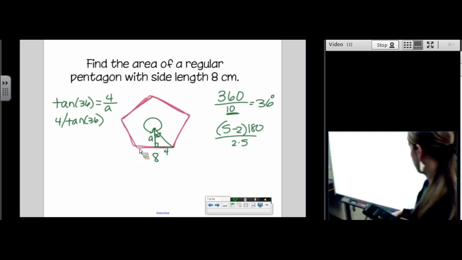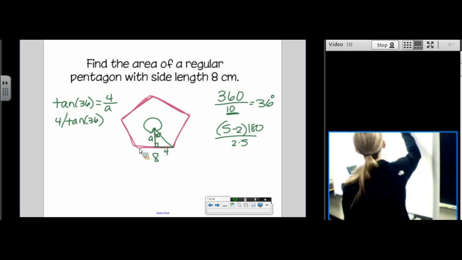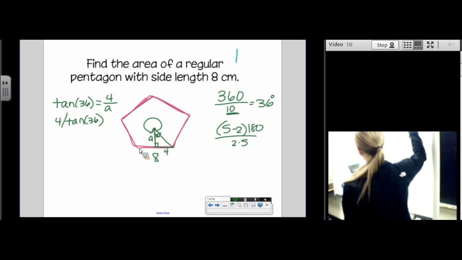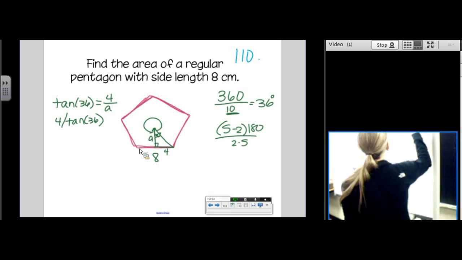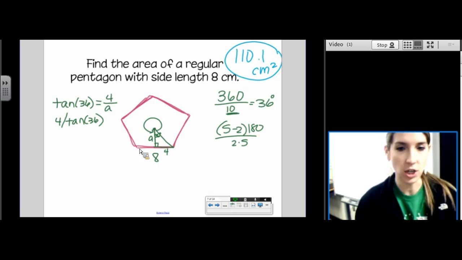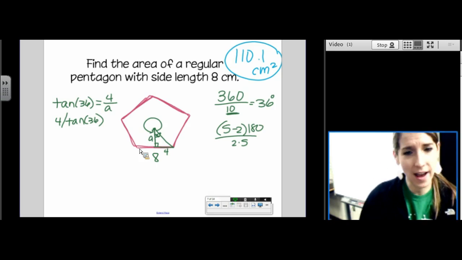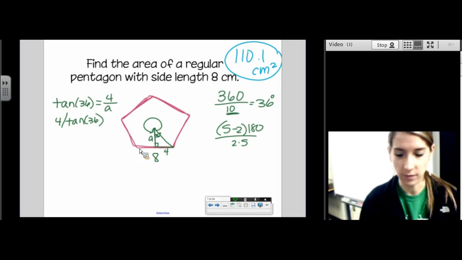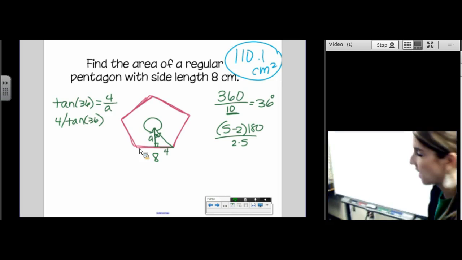Y'all did good. Final answer to this problem would be 110 point, I don't know what it tells us to round to. And y'all were good about putting your units last time when I didn't put my units. Good job. So really just 110.0.11 or 0.1. It depends on what the problem tells you to round to. Very good. Not so bad after all, right?